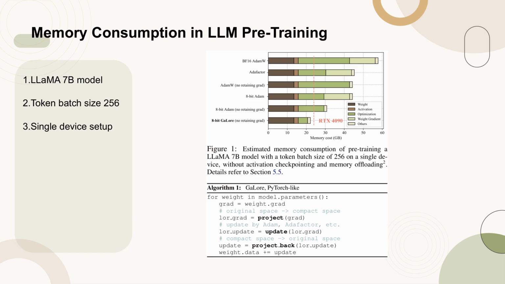Figure 1 illustrates the estimated memory consumption for pre-training a Llama 7B model with a token batch size of 256 on a single device. The figure highlights the memory requirements without the use of activation checkpointing and memory offloading strategies. This setup is crucial for understanding the feasibility of training large language models on consumer-grade GPUs with limited memory. The details of the memory breakdown and the impact of different optimization techniques are discussed in section 5.5.